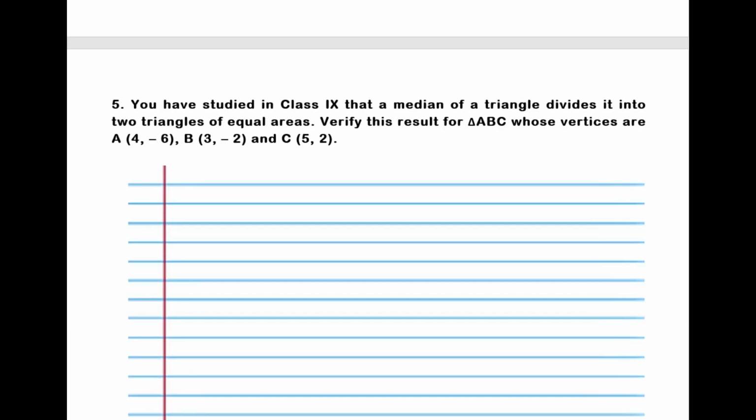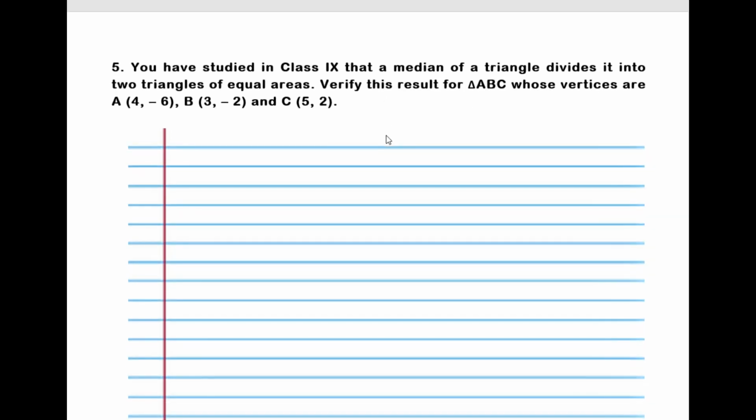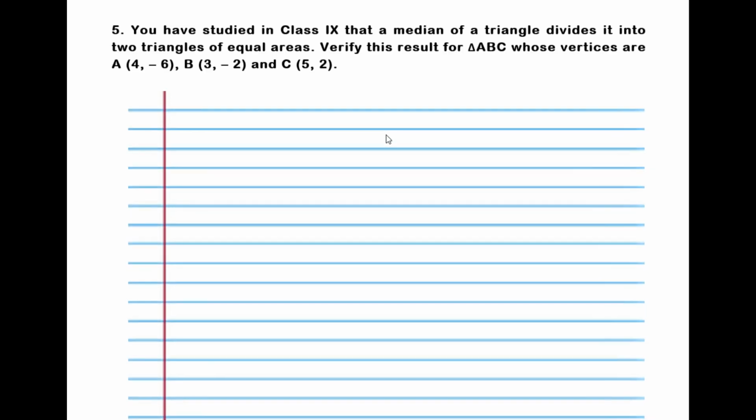Moving to last question of the exercise and also last question of the chapter. Very interesting question. And the question is, students, we know that we have already studied in class 9 that a median of a triangle divides the triangle into two equal areas. That is, consider triangle ABC whose vertices are what? A of 4 comma minus 6 and B of 3 comma minus 2, and C of 5 comma 2. Let me draw a triangle.